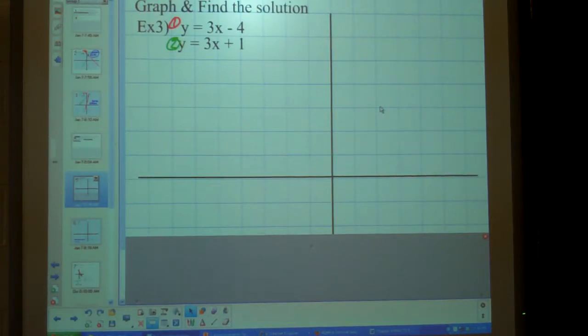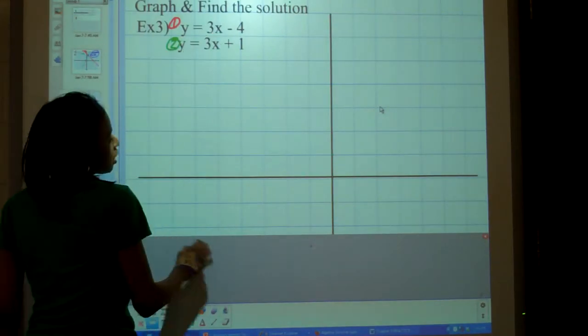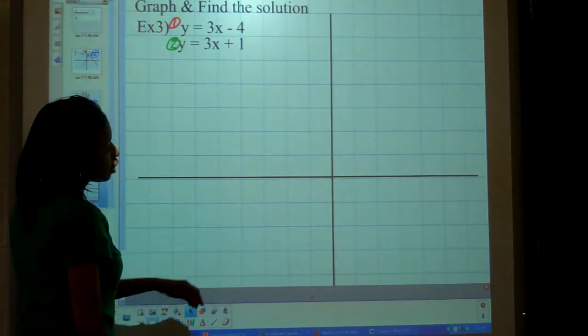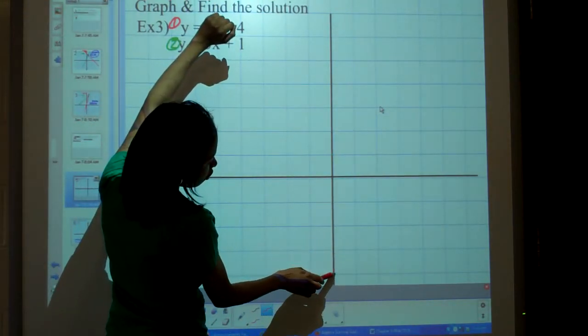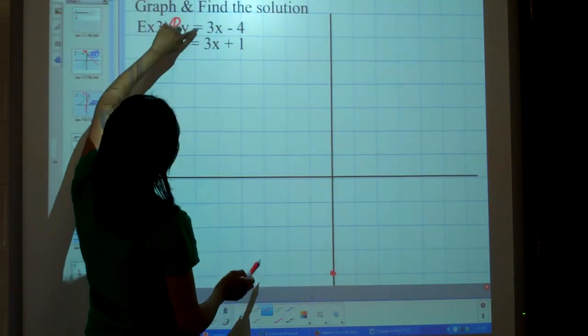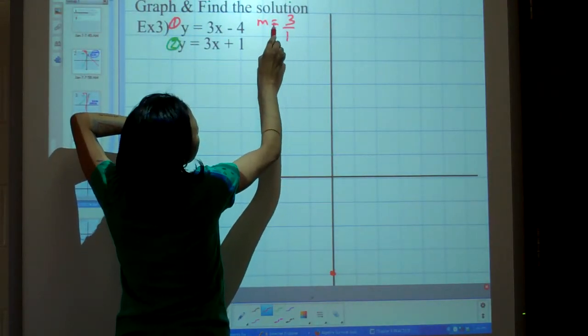So here we are with two equations. Again, red and green are my colors. I have y equals 3x minus 4. For this particular one, the red one, I'm going to start at -4. 1, 2, 3, 4. Here it is down there. My slope is 3 over 1. m equals 3 over 1.